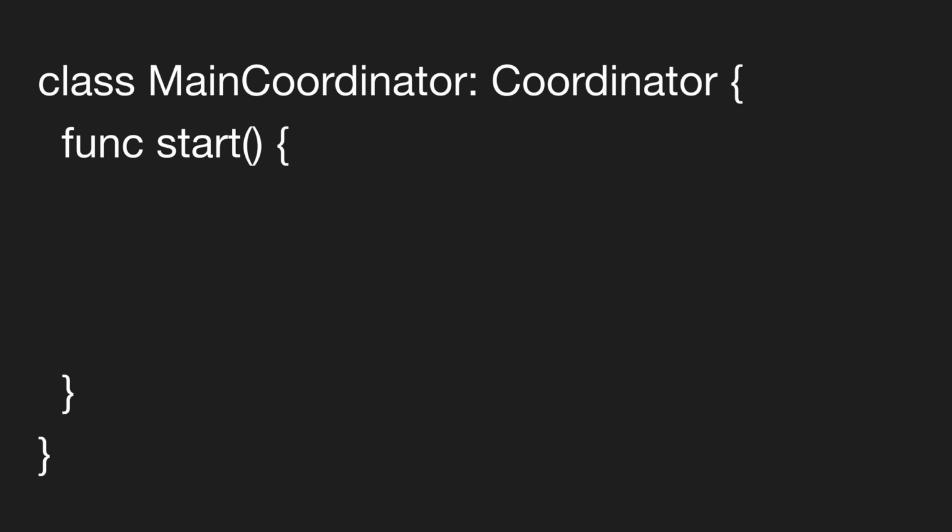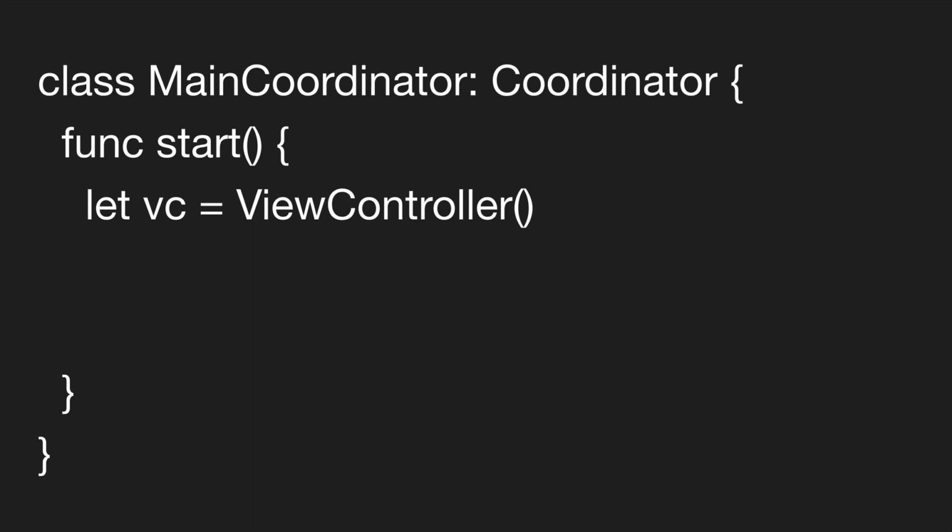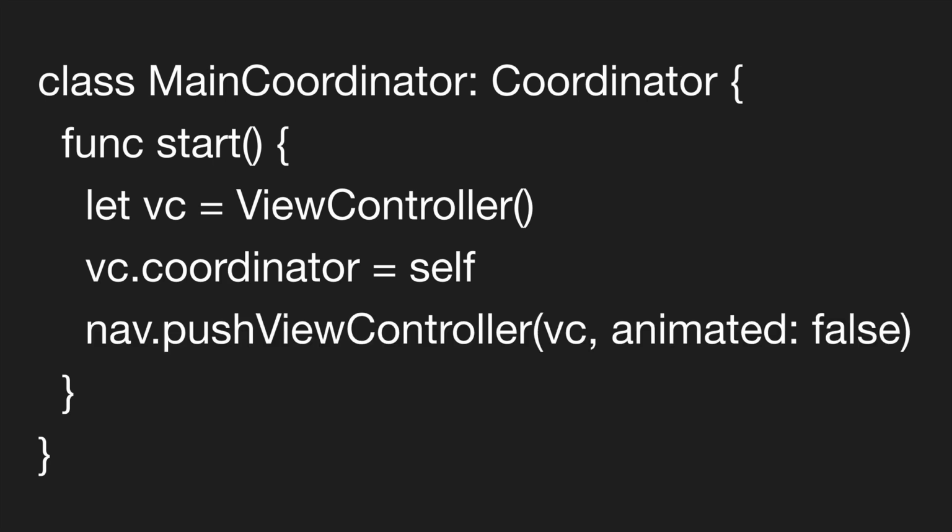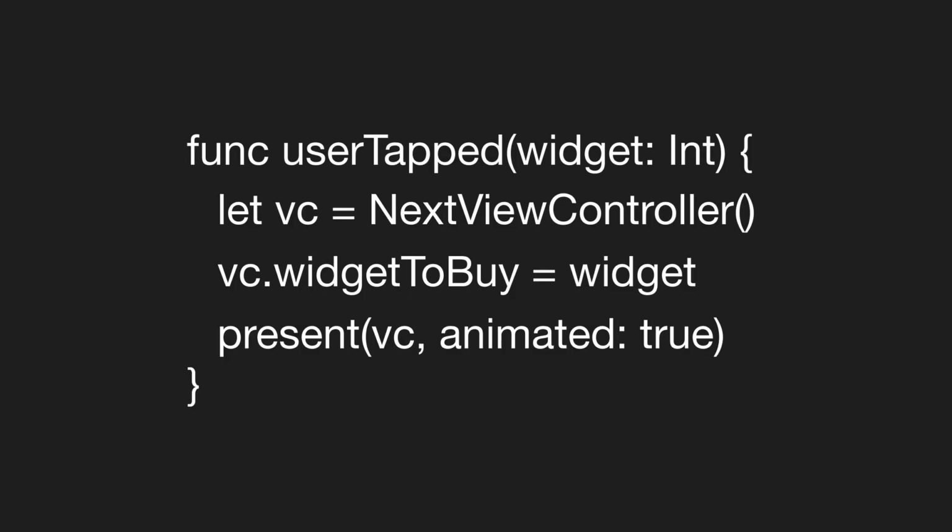It has those two properties, plus its start method, which will create some sort of view controller, assign itself to be the coordinator for that view controller so it can report back changes, then push that to the navigation controller. And finally, in your view controllers, when something happens, you just refer that back to the coordinator. For example, without coordinators, you might say a user tap method, create the view controller, assign a property to it, then present it. With coordinators, you don't really want any of that code inside your view controller.